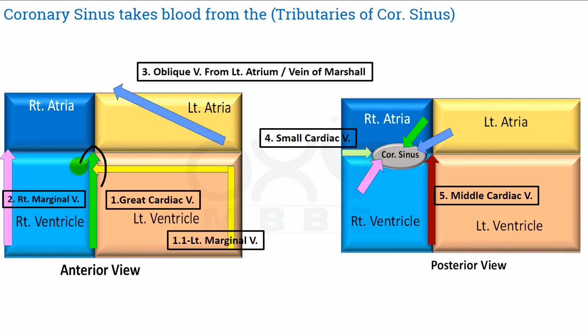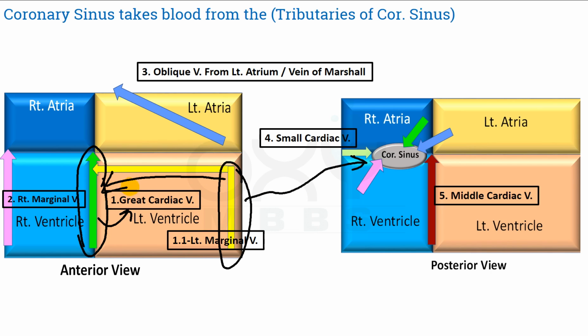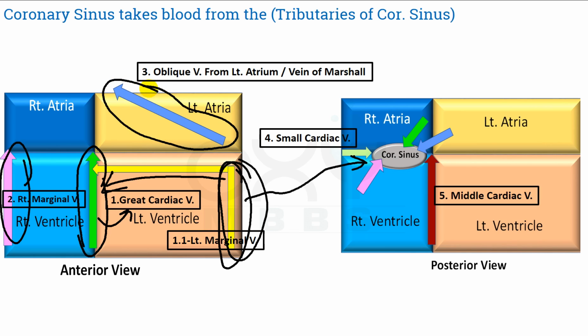So this vein that is present in the anterior interventricular groove is called the great cardiac vein. On the left side, this one is the left marginal vein, which does not open directly into the coronary sinus, rather it drains into the great cardiac vein. Now similar to the left marginal vein, there is a right marginal vein also, and this one is the oblique vein from the left atrium, and this oblique vein is called the vein of Marshall.